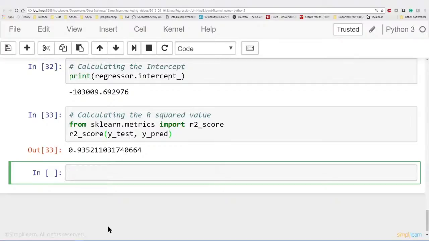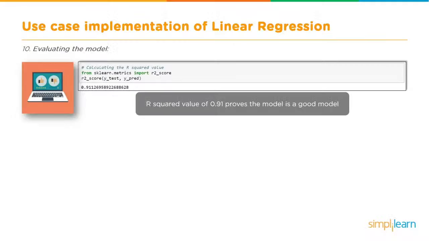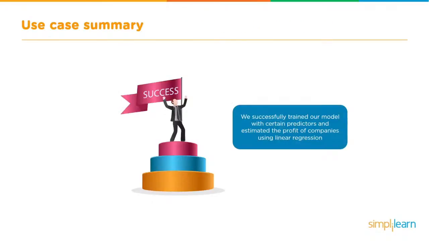But you do want that in the upper 90s, and higher shows that this is a very valid prediction based on the R2 score. And if the R² value is 0.91 or 0.92 as we got on our model, because remember it does have a random generation involved, this proves the model is a good model, which means success! Yay! We successfully trained our model with certain predictors and estimated the profit of the companies using linear regression.